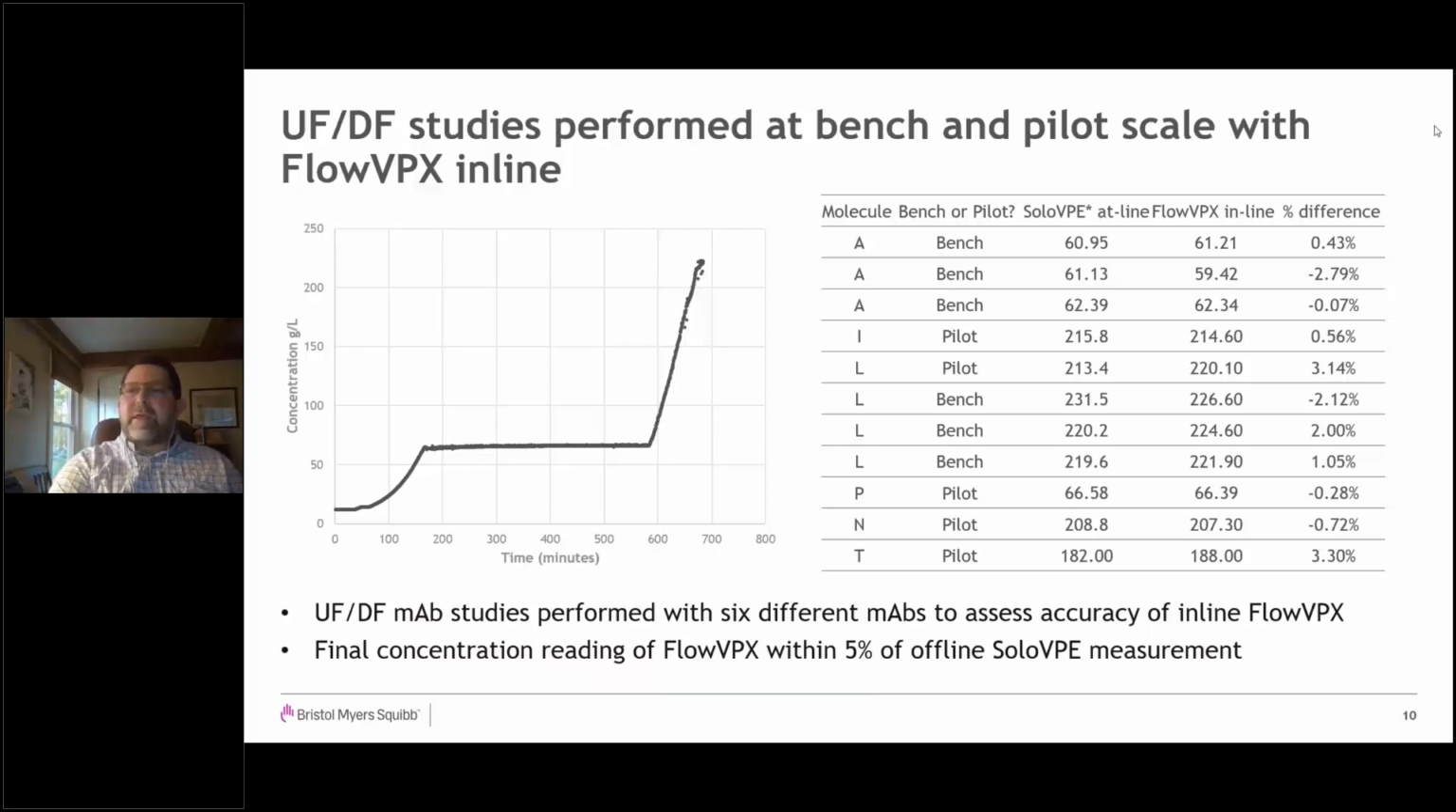But in any case, we have not tried the clinical manufacturing scale yet, but at the bench and the pilot scales, the VPX gives accurate data. I only show a comparison of the solo VPE offline reading with the inline VPX reading. And in all cases here, we found it to be within 4%. And I say within 5% because that's really the gold standard. So that's obviously very good news for those who are considering using the VPX inline and want high accuracy.